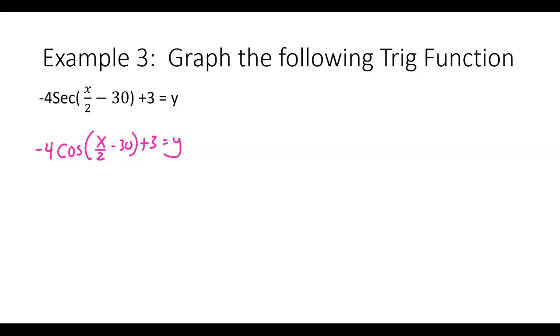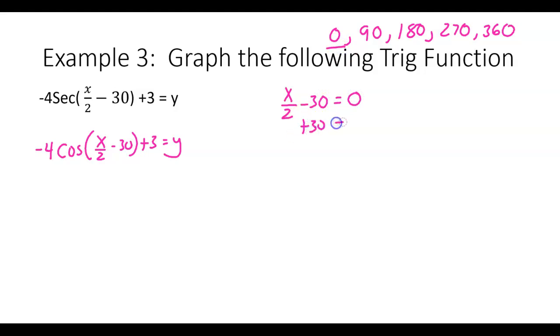Well, usually with secant, we use the angles 0, 90, 180, 270, and 360. But we have horizontal transformations. So we're going to take the x over 2 minus 30 and set it equal to our first one, and solve to find our new first angle. It used to be 0, but after I add 30 and multiply by 2 to solve for x, I now see that my new first angle will be 60 degrees.